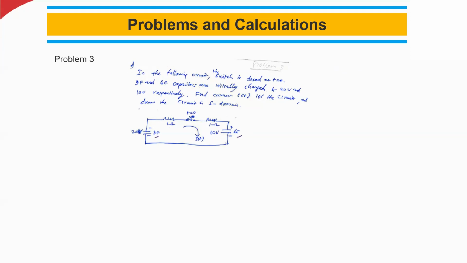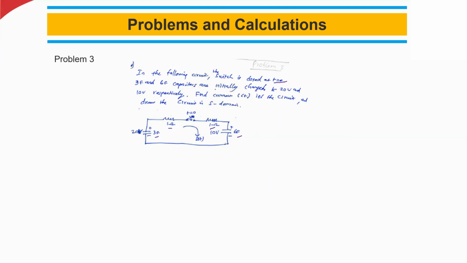There are some complications that you have to solve, or you have to apply the Laplace transform to analyze this circuit. What is the question? In the following circuit, the switch is closed at t equal to 0. So 3F and 6F capacitors are initially charged to 20 volt and 10 volt respectively.